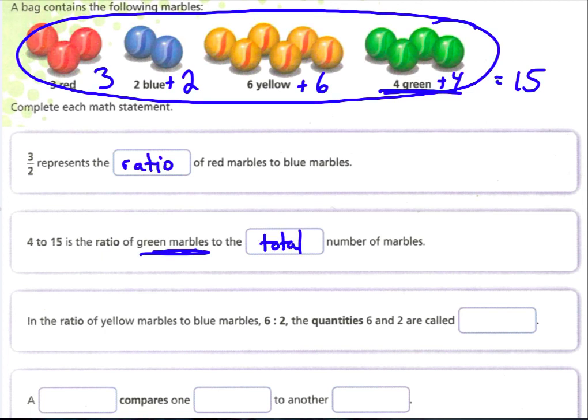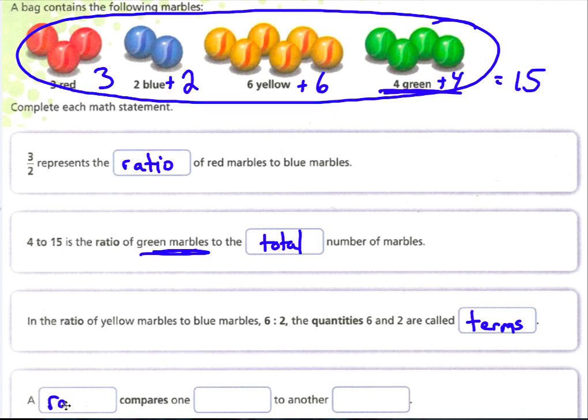Next one's a little tricky, so I'm going to help us with this one. In the ratio of yellow marbles to blue marbles, 6 to 2, the quantities 6 and 2 are called terms. Those are just what we call each of the individual pieces. And then the last one is just our vocabulary. It's what we've been talking about.